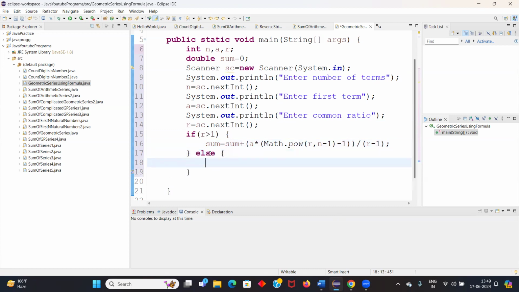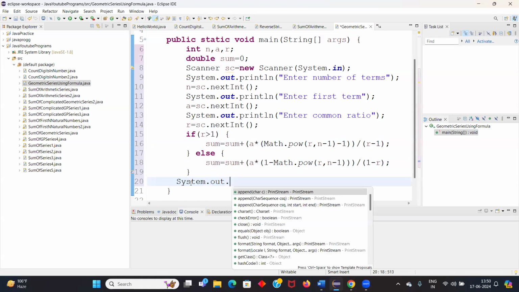If my R is less than 1, then my sum will be A into 1 minus Math.pow R raised to power n minus 1 divided by 1 minus R. And then outside, I will print the value of my sum.